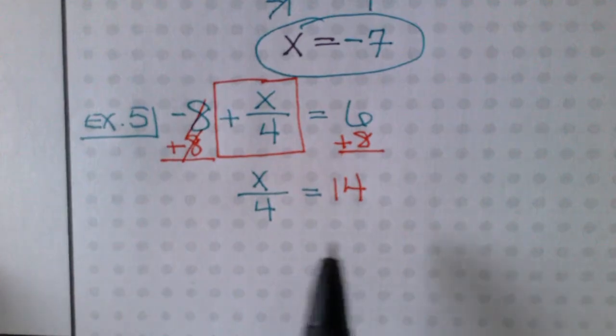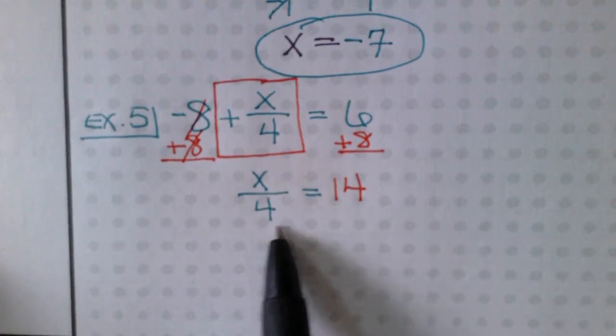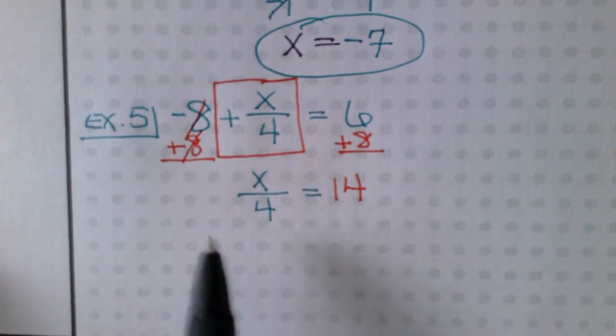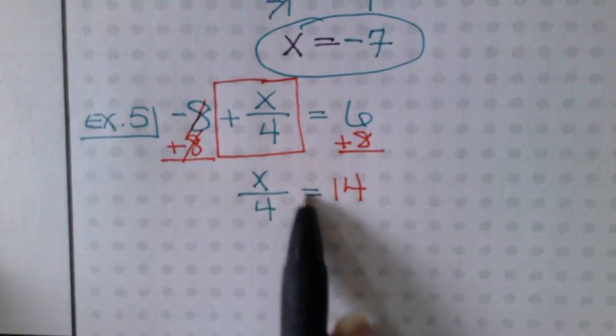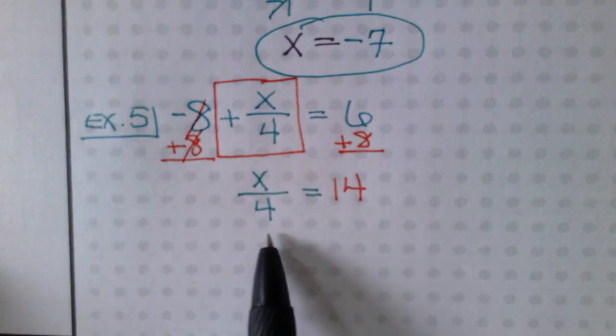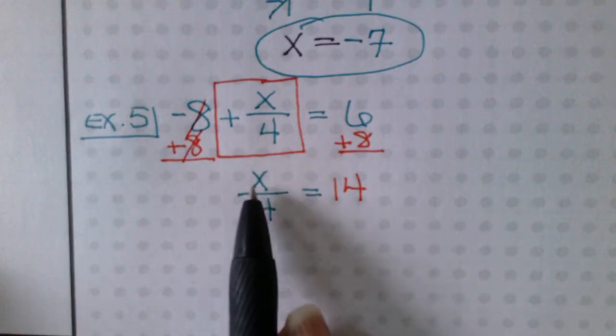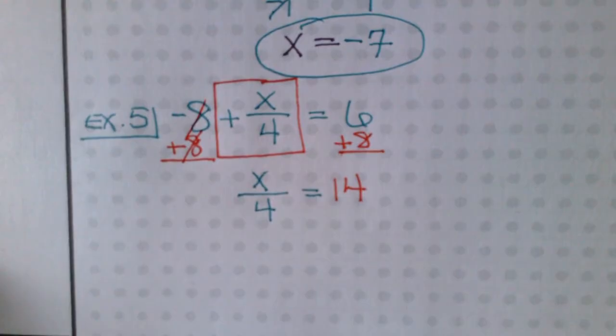All right, so we have x over 4 is equal to 14. This is division. What should I do next so we can reach our goal of getting x by itself?